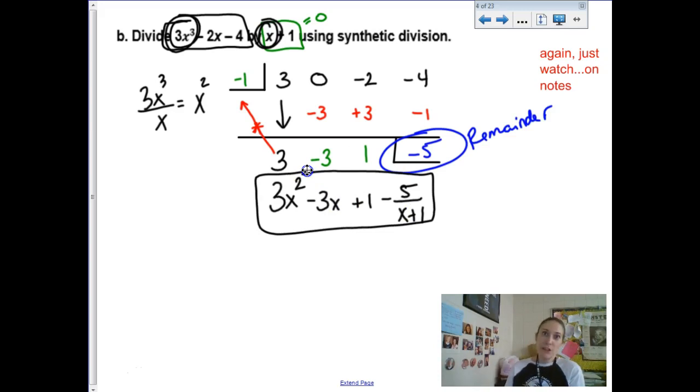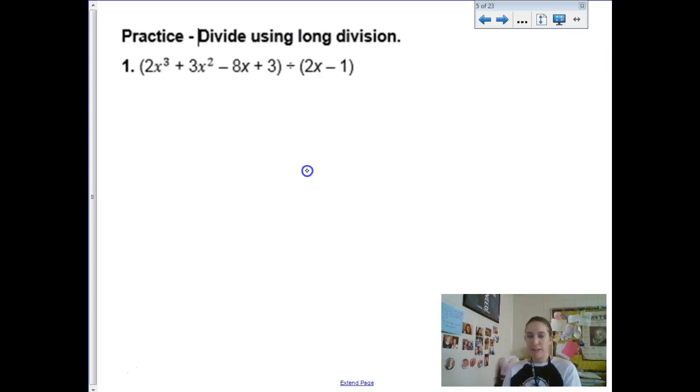So either method gave you the same answer. I'm flexible. I don't really care which one you do, unless I tell you. So on a summative, I'm going to ask you possibly to do long division versus synthetic division in some cases. And there are times when long division is more appropriate than synthetic division because of the divisor. So here they would like long division.